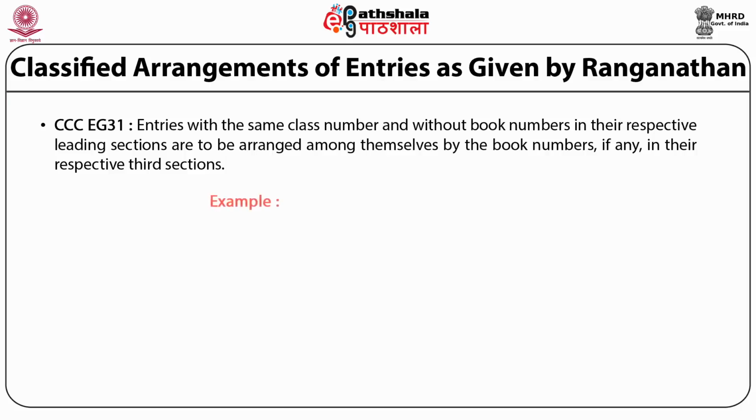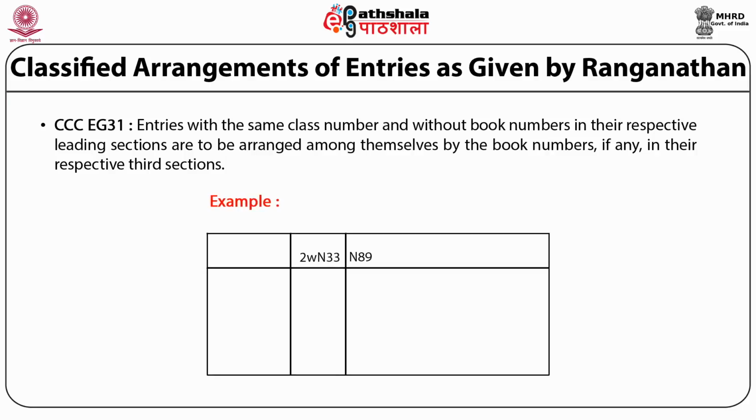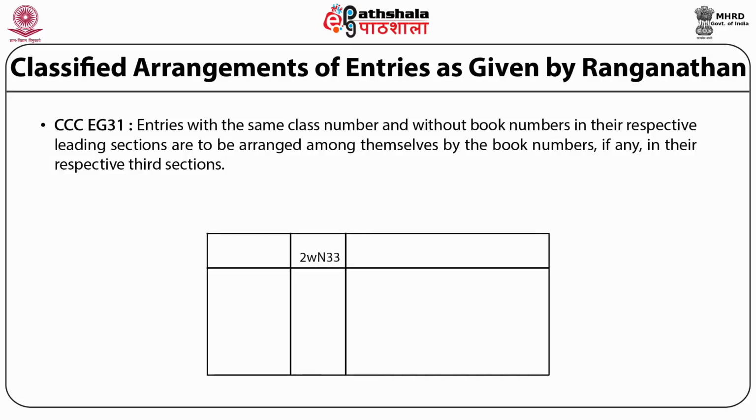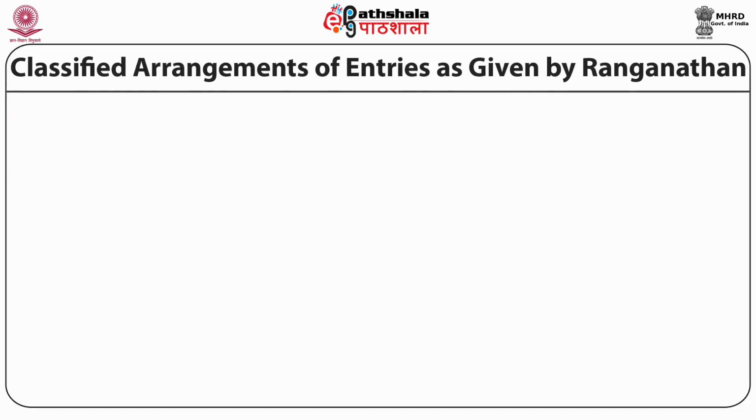And two examples are shown below. In the first catalog card, in the leading section, only the class number is given, and in the third section, it contains the class number plus the book number, both things. And in the second catalog card, in the leading section only the class number, the same class number as was shown in the first card, and in the third section the class number plus book number both are shown.